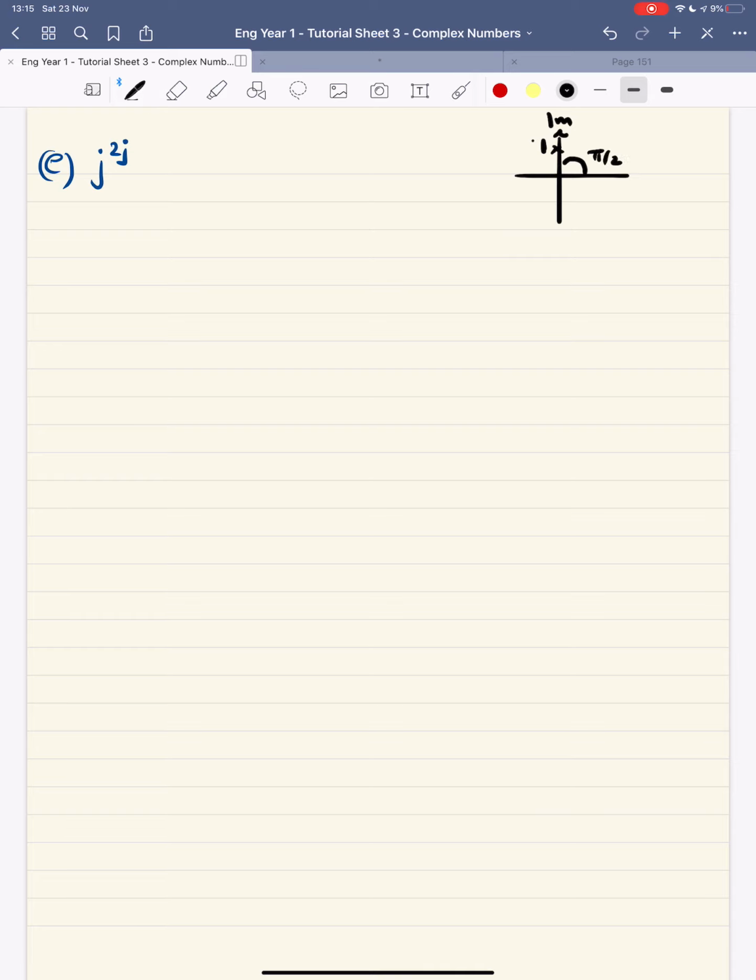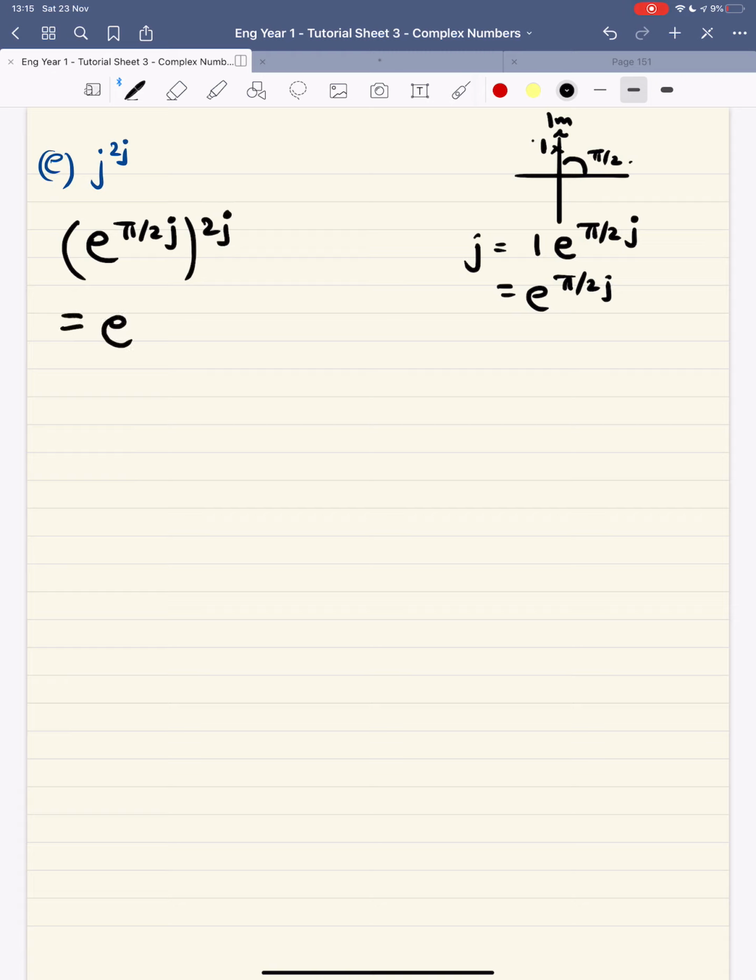This is pi by 2. So j is 1·e^(jπ/2). So we've got e^(jπ/2) raised to the power 2j, so the 2's will cancel, and it's going to be e to the j squared times pi, which is minus 1, so it's e^(-π).